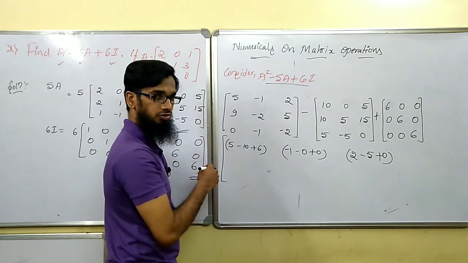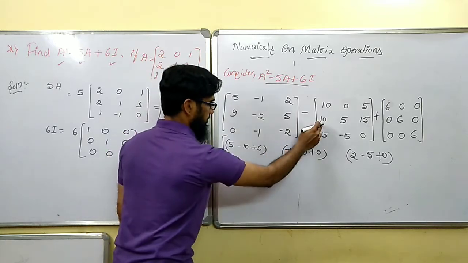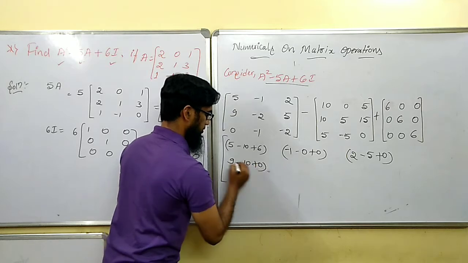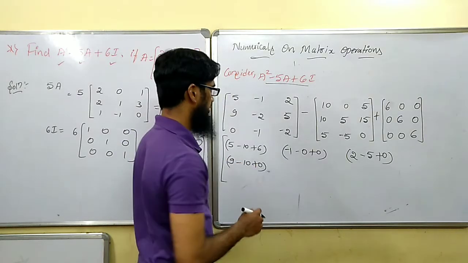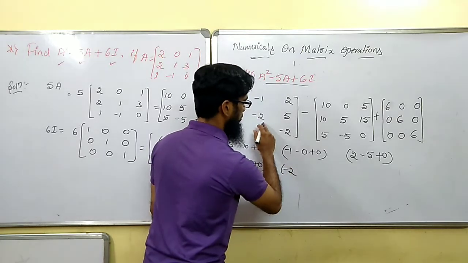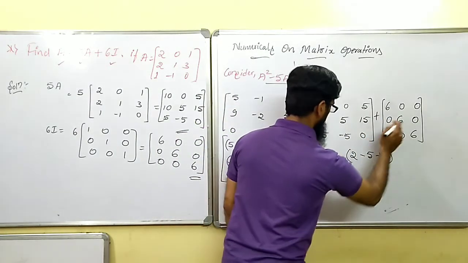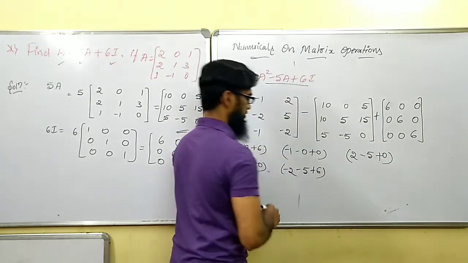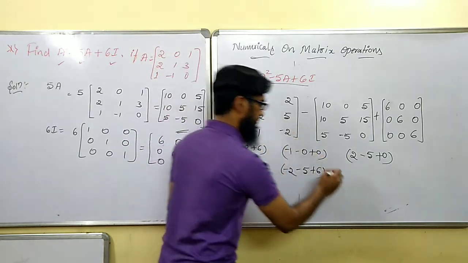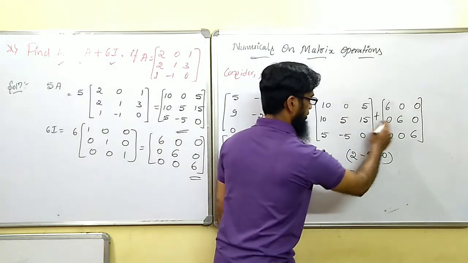Now go for the second row of the matrix. This is 9 minus 10 plus 0. We are just simplifying the corresponding elements. Now go for the second row, second element. This is minus 2, minus 4, that is a minus into plus, minus 5, and again plus 6. This is the second row, second column element. Now the second row, third column: this is 5, so minus 15 plus 0.